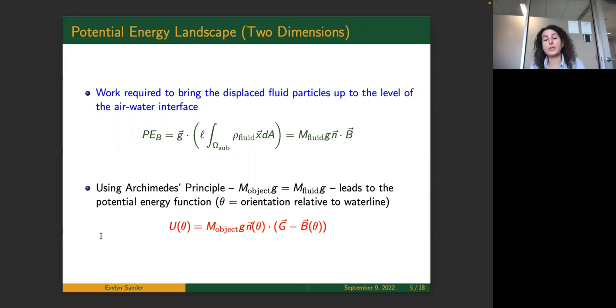And I should mention that since we're not moving the object, the center of gravity stays fixed. But since we are moving the water, the center of buoyancy is a function of theta. So that's why the G doesn't depend on theta, but the B does.